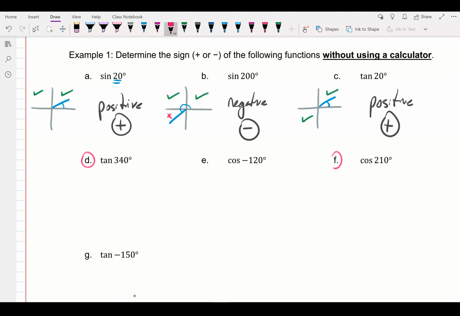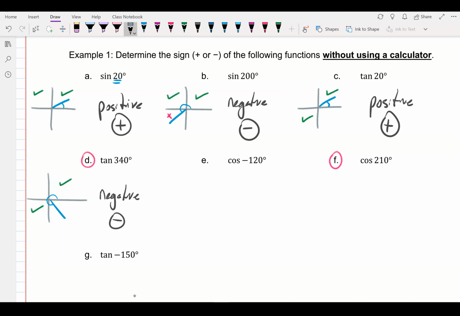So hopefully you tried that. Again, these are ones that I wanted you to try. I'm just going to sketch out the one for tan 340. 340, the angle is in this quadrant. In that quadrant, we know that tan is not positive. So if it's not in a positive quadrant, it must be negative that it evaluates. And remember, you can put in tan of 340 into your calculator. It will give you a negative value, and that means we're correct. But you should be doing this without a calculator.